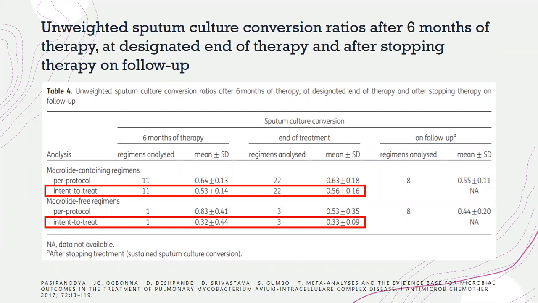This is a systematic review that was recently published and reported a sustained sputum culture conversion incidence rate for macrolide containing regimens versus non-macrolide containing regimens. And you can see here that the rate is 0.53 versus 0.32 on the intention to treat analysis, in support of using macrolide containing regimens.